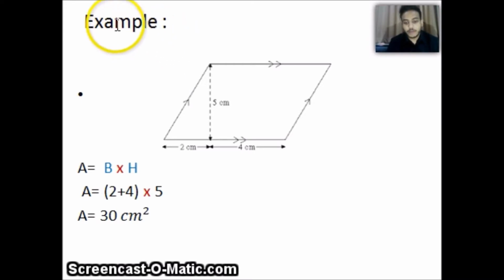And here we have another example of a height inside the shape. As we know that A equals B times H, base times height, is equal to 4 plus 2, which is the base, times 5, which is the height here, is equal to 30 centimeters squared.